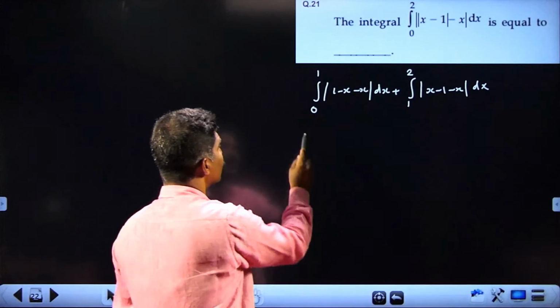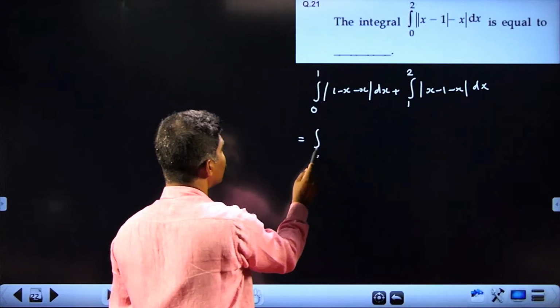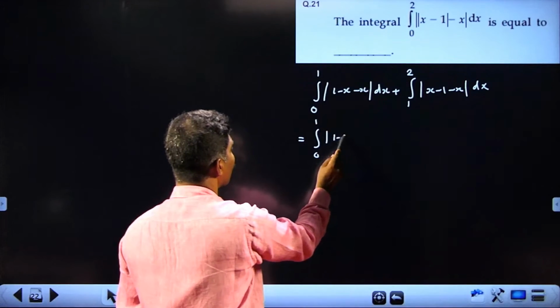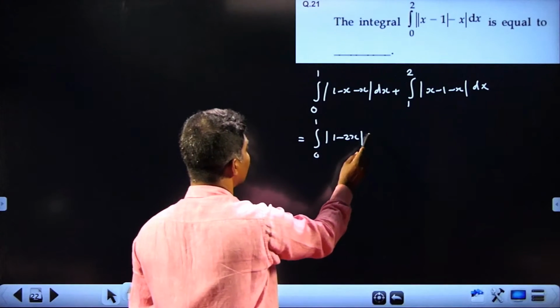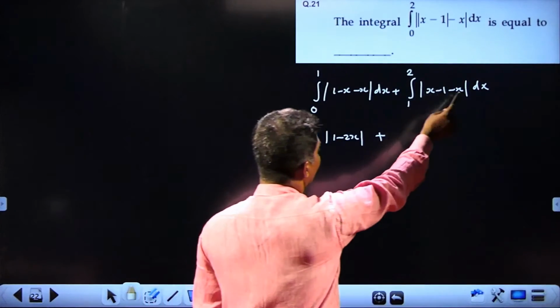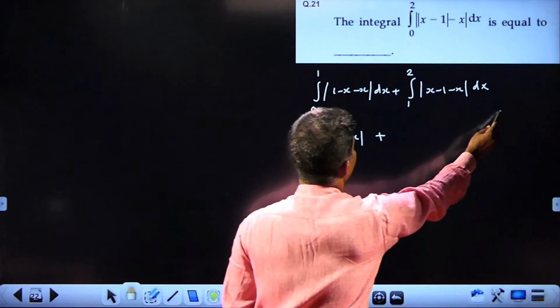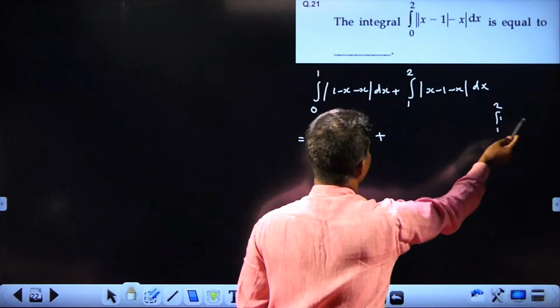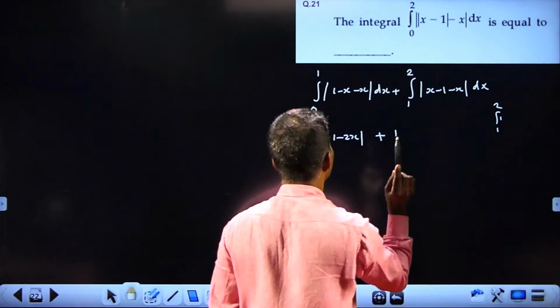Okay, so this is equal to integral 0 to 1 of modulus of 1 minus 2x dx, you have to assume, plus here only 1, integral 1 to 2 of 1 dx, that is nothing but 1 only.